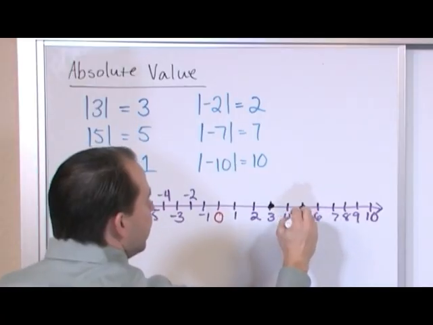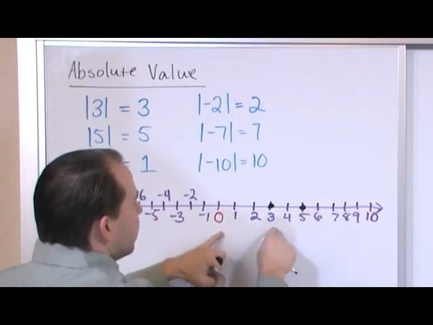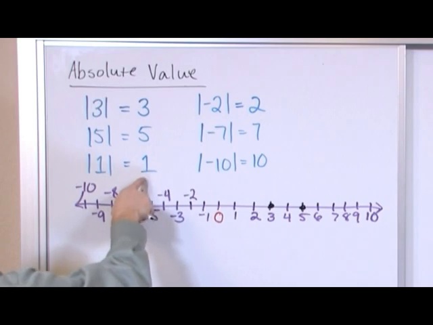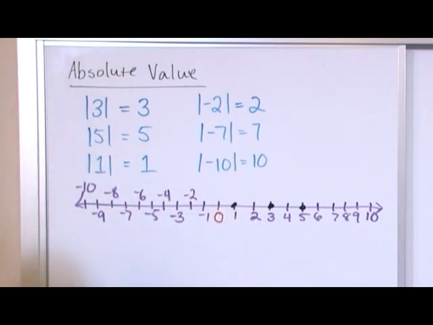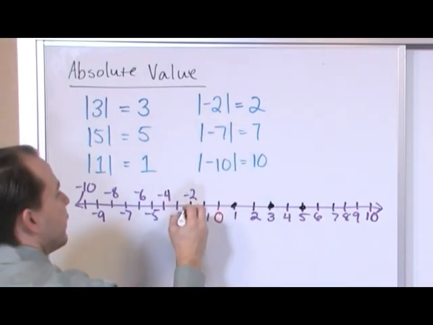Number 5 is 5 units away from 0. 1, 2, 3, 4, 5. So the absolute value is 5. The number 1 is 1 unit away from 0, so the absolute value is 1. Now, negative 2 is over here.